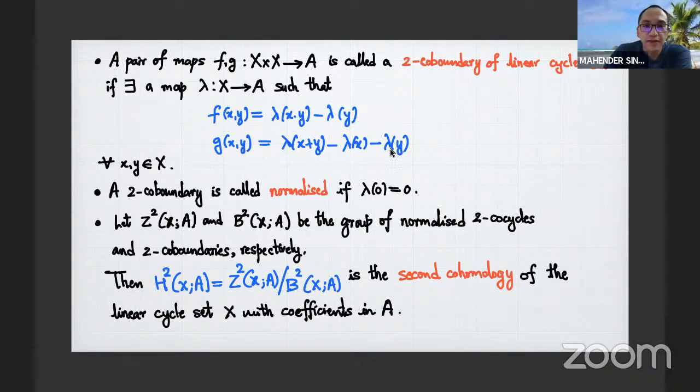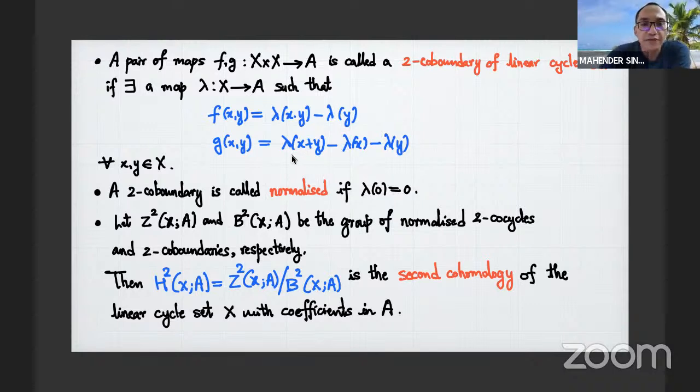So the second condition you can see is just demanding that G is a two co-boundary, a group theoretical two co-boundary, where the first one is a real one which really involves this cycle set operation. So one can look at the group of two co-cycles and the group of two co-boundaries and take the quotient. That is the second cohomology of linear cycle sets with coefficients in A.